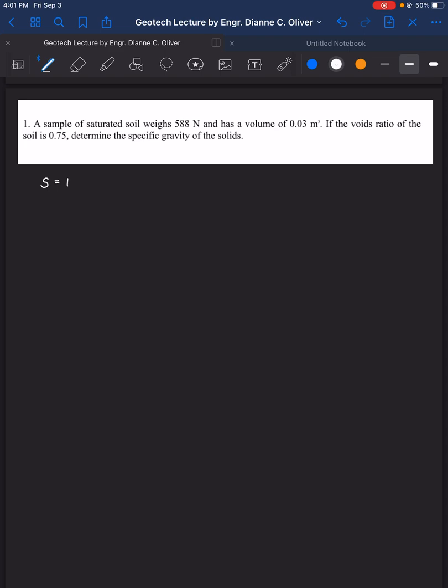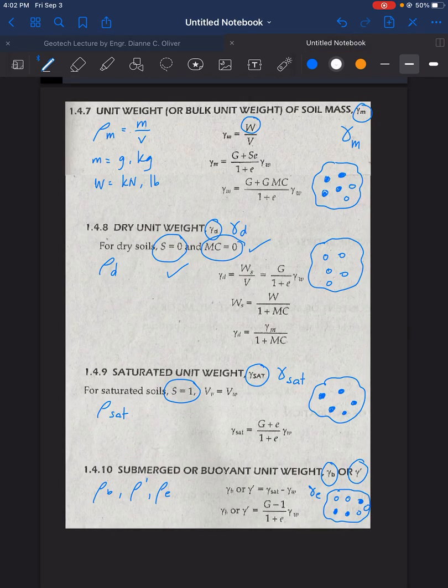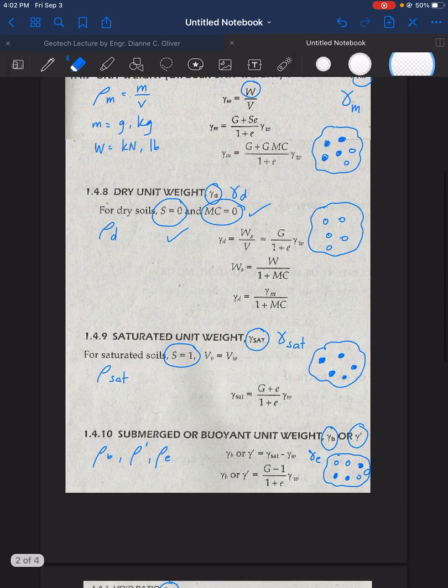Next, the weight of the soil sample is, so what is this weight here? The saturated weight. So we have 588 Newton. And the volume is equal to 0.03 cubic meter. Given the void ratio is equal to 0.75. Then we're looking for the specific gravity. Okay? Now going back to these 4 unit weights here, let's get from here the formula.